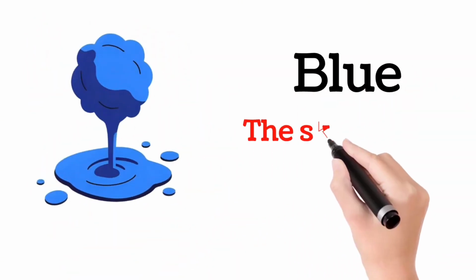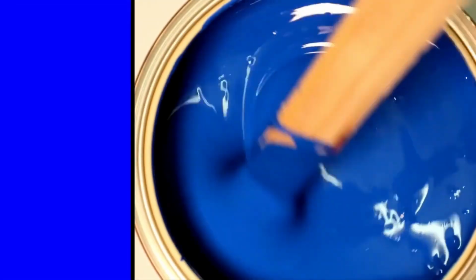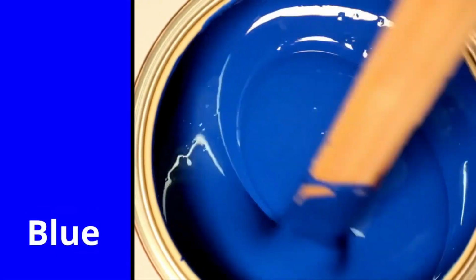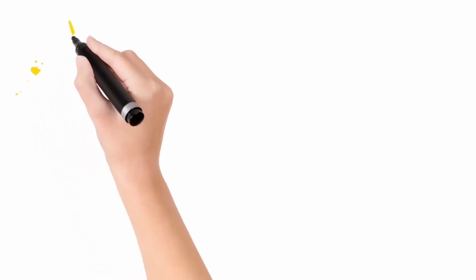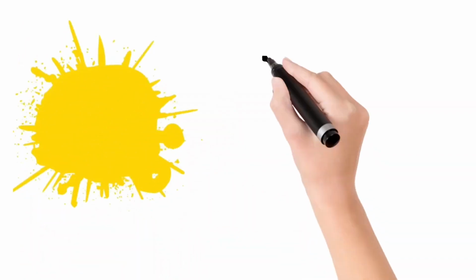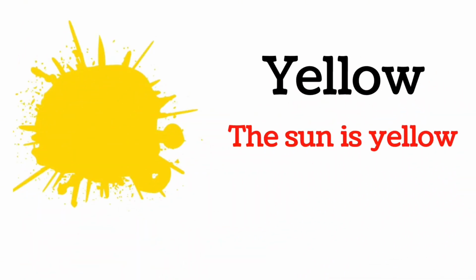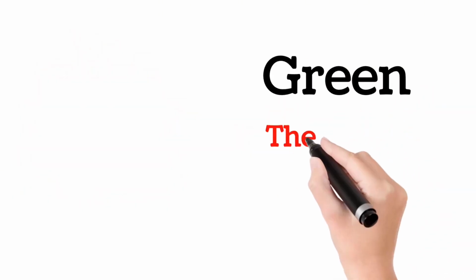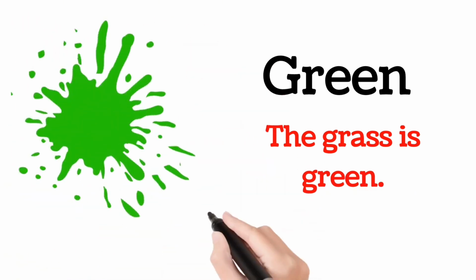Blue. The sky is blue. Yellow. The sun is yellow. Green. The grass is green.